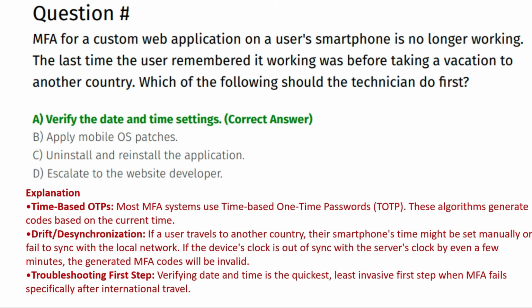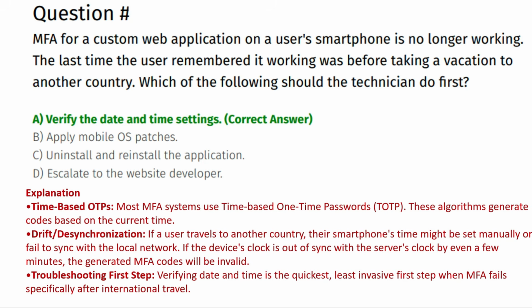The next question is: MFA for custom web applications on a user's smartphone is no longer working. The last time the user remembers it working was before taking a vacation to another country. So which of the following should the technician do first? Option A, verify the date and time settings. Option B, apply mobile OS patches. Option C, uninstall and reinstall the application. Option D, escalate to the website developer. And the correct answer for this question is option A, verify the date and time settings.